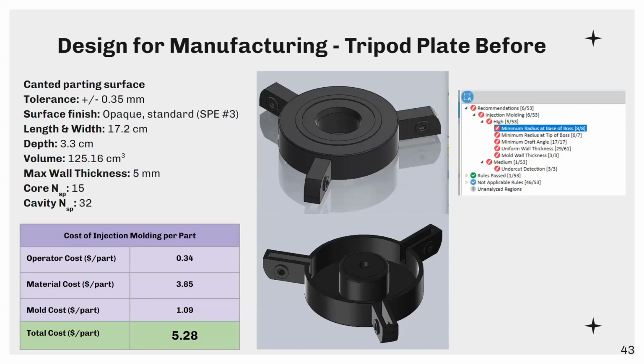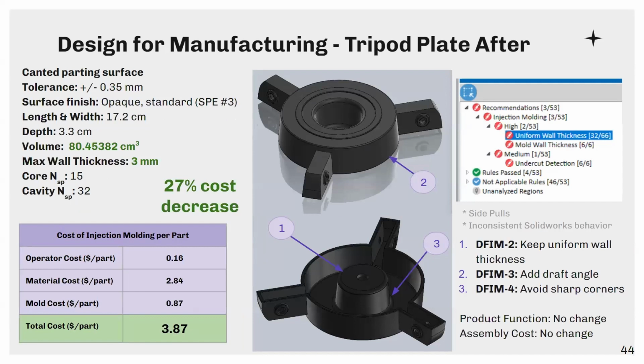So again, looking at the tripod plate before performing DfM, we figured out that the total cost would come out to $5.28 per part, and DfM Pro shows us some areas for improvement. After applying DfM, we were able to get a 27% cost decrease, leading the total cost to be $3.87. We were able to knock out some of the errors in DfM Pro by applying guidelines such as keeping uniform wall thickness, adding draft angles, and avoiding sharp corners. This had no effect on product function as well as on the assembly costs.